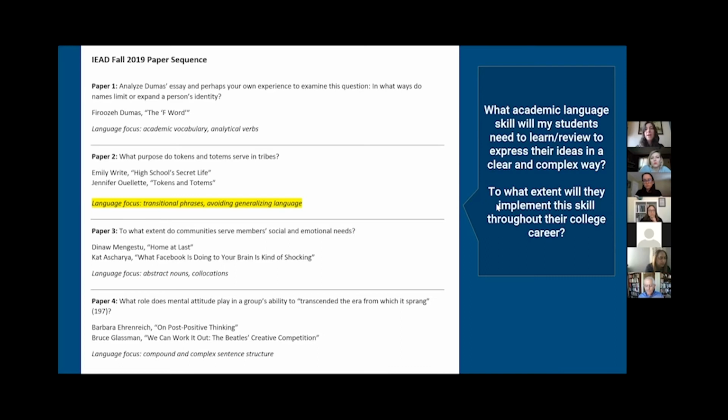So I ask myself these questions when I am creating work for them and then thinking about how I will prioritize my language feedback. What academic language skill will my students need to learn or review to express their ideas in a clear and complex way? Additionally, to what extent will they implement that skill in the long term, right? So it's not just about the here and now, it is also about the usefulness of that skill moving forward in whatever discipline they're going to pursue.